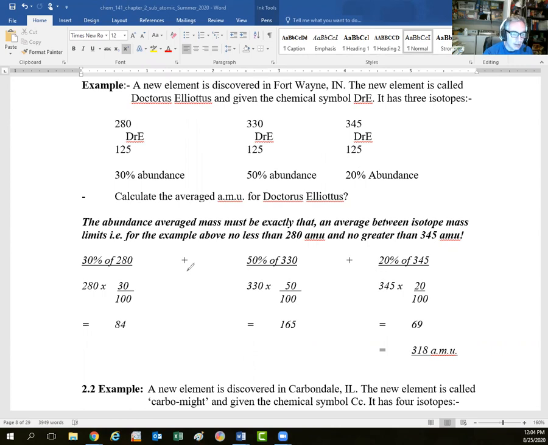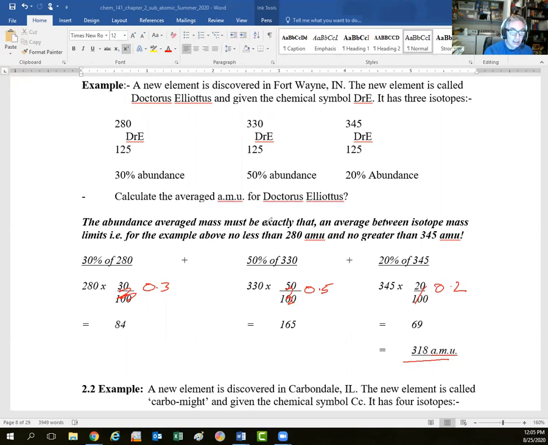of 345. So we take 30% of the 280 by taking the 280 times 30 over 100, or by multiplying by 0.3, which is what we get when 30 is divided by 100. The 330 multiplied by 50 over 100, or multiplied by 0.5 because it's 50%. And the 345 multiplied by 20 over 100, or multiplied by 0.2. And added together, we get an atomic mass of 318 as an average.